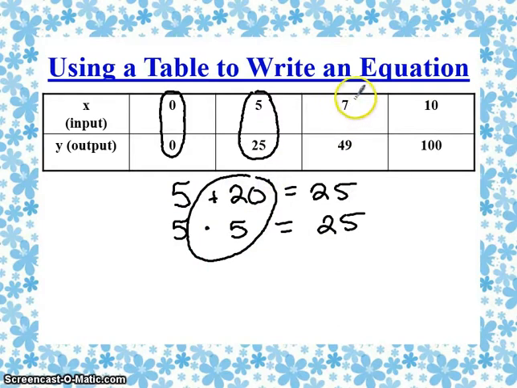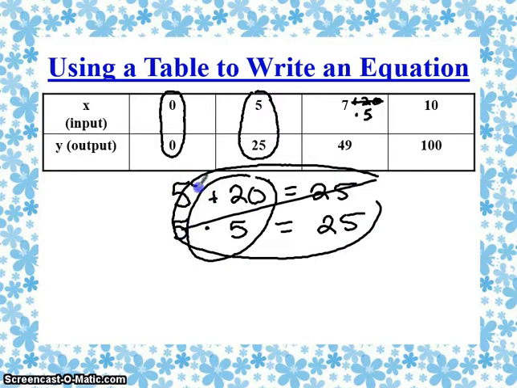So if I take 7 and I add 20, do I get 49? No. But if I multiply by 5, do I get 49? No. So that means that neither of these possible relationships work. So now let's look for something totally different. Let's look at exponents, square roots, and absolute values.